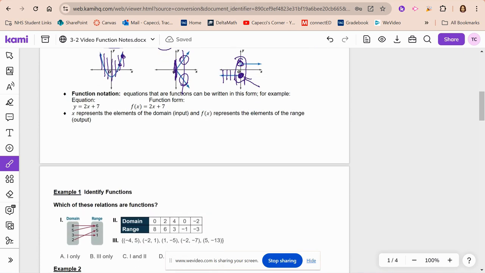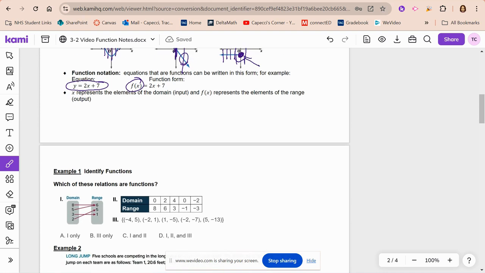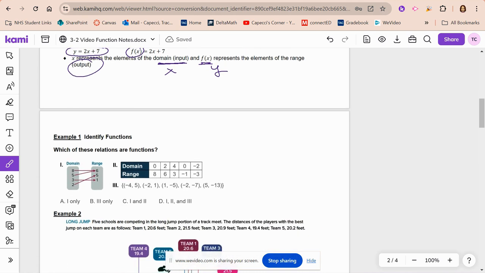Okay, when we're looking at function notation, a lot of times we just take the y is equal to, and we just change that y to an f of x. That's how you say that, f of x. Okay, and the x represents the element of the domain or the input, right? That's your x value. And the f of x is the y or your output, the range. All right, let's explore a little bit more.